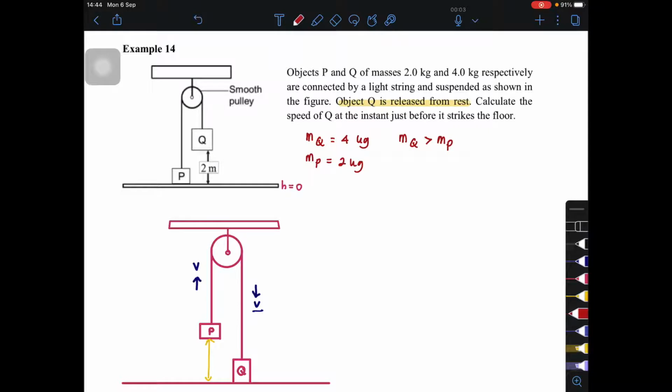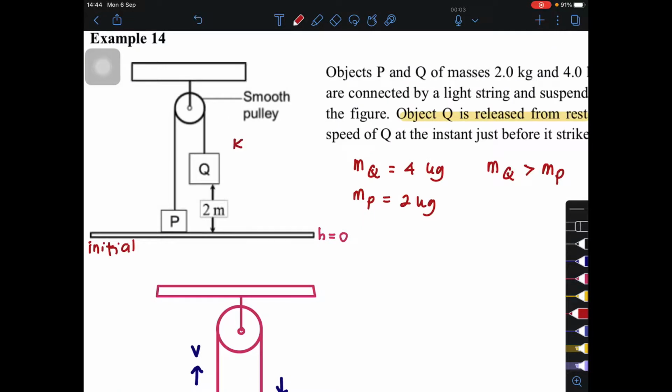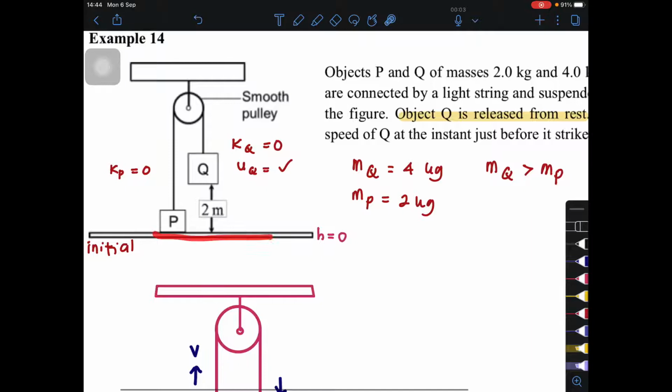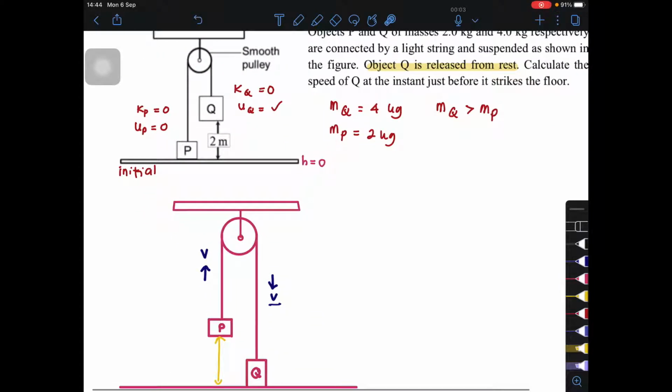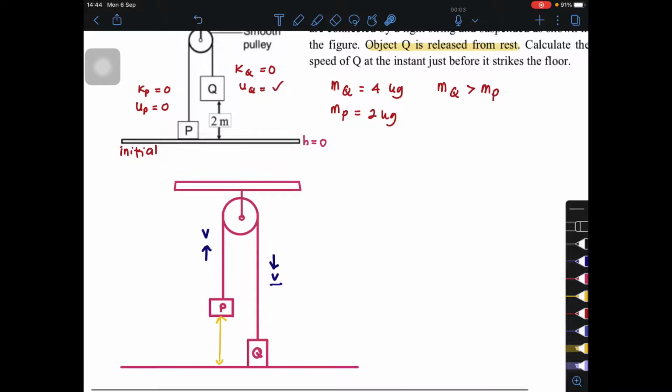So initially we have kinetic energy of Q equal to zero, kinetic energy of P also equal to zero. And then Q is at a certain height here. So there will be potential energy. As for P, it is just at the top here, so P will not have potential energy.